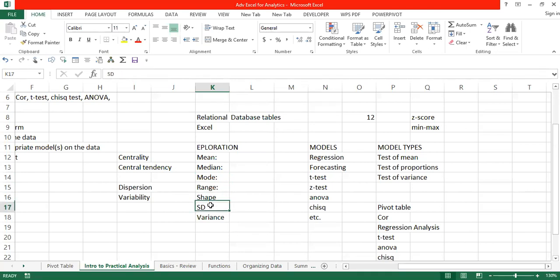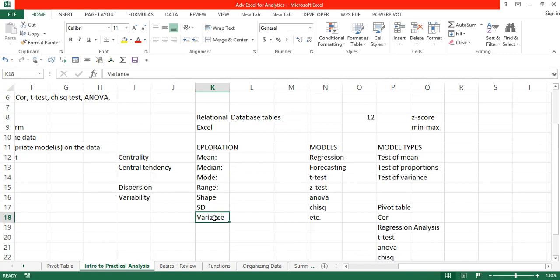How spread it is. So when your standard deviation is high, for example, the data distribution will be wider. But when your standard deviation is small, the distribution tends to be compressed, slim, narrow, not wide. So it measures the degree to which your data spreads from the center. That's what variability is.